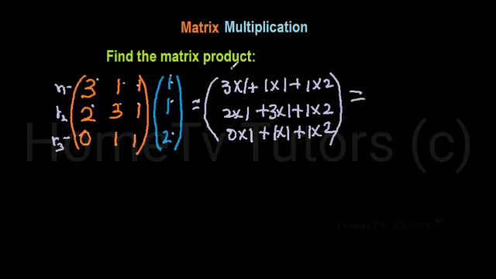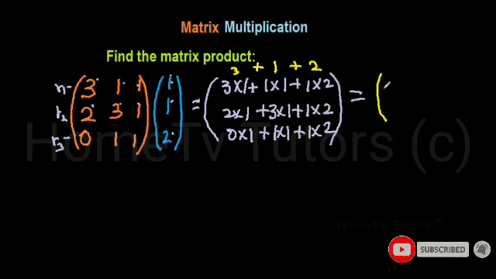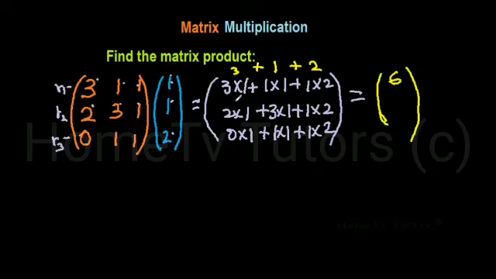3 times 1 is 3 plus 1 times 1 is 1. So 3 plus 1, then plus 1 times 2, that is 2. So we add everything up. 3 plus 1 plus 2, that gives us 6. 2 times 1 is 2. 3 times 1 is 3. 1 times 2 is 2. So 2 plus 3 plus 2 gives us 7. Then 0 times 1, 0. 1 times 1, 1. 1 times 2, 2. So we have 0 plus 1 plus 2. That gives us 3. So this is the resulting matrix.